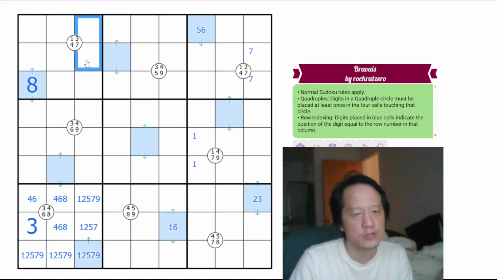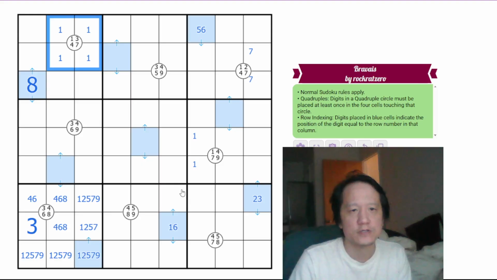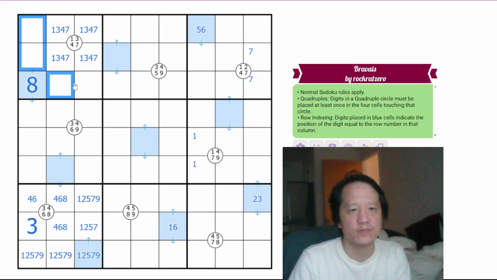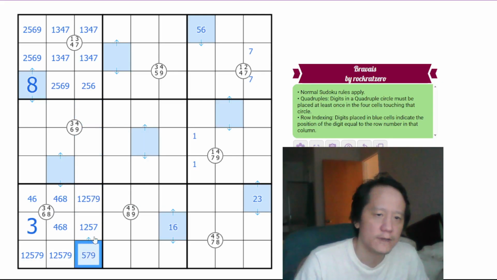Or it could be 1 and 2, and that does not work because we have 1, 3, 4, 7 already guaranteed in these 4 cells. So this is 1, 3, 4, 7. The rest of the upper left-hand box must be 2, 5, 6, or 9. But 9 cannot be here because this can't be 3. So this can't be 1 or 2. This is 5, 7, or 9. So 9 has to be either here, here, or here.